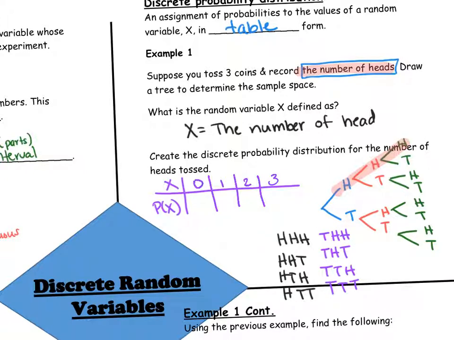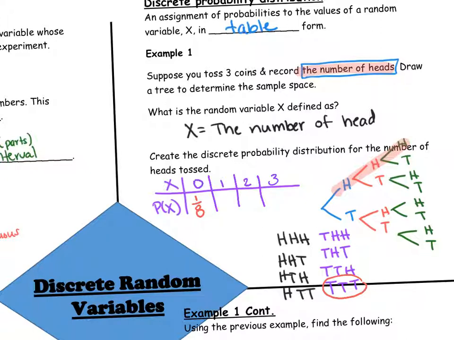Now go through your table and do this. How many times do you get 0 heads in this table? Once, when it's tails, tails, tails. That's 1 out of how many? 1 out of 8. Why is it 1 out of 8? Because there are 8 total events, and you only had 1 that came up with no heads, right?